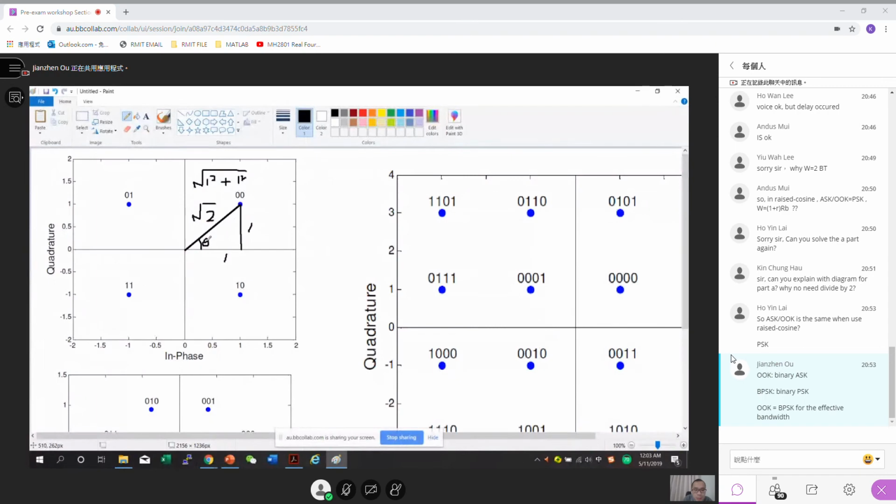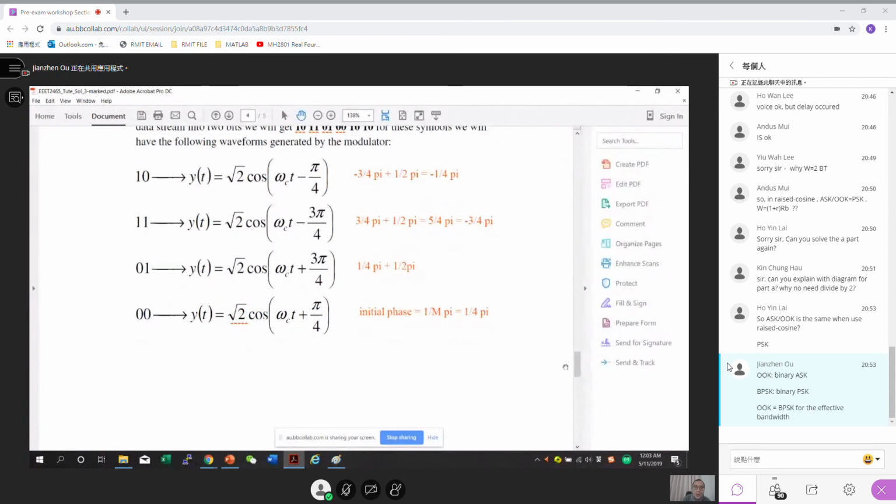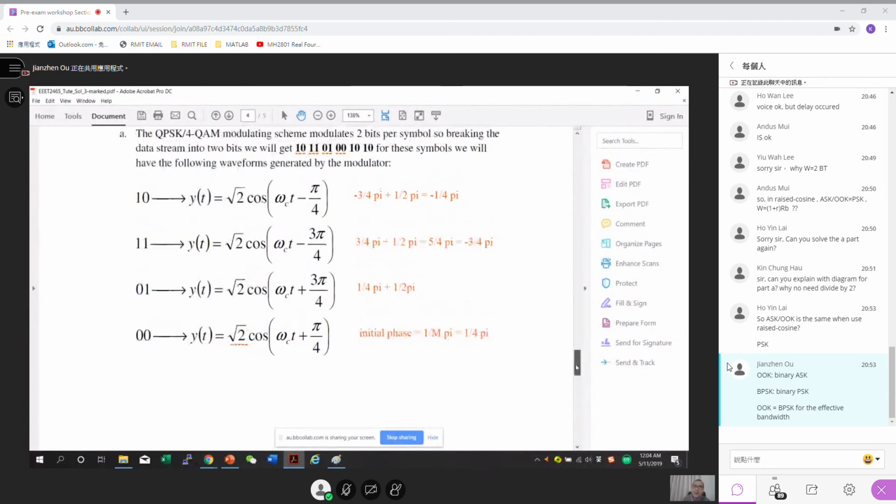So that's why this is the initial phase, because 0, 0 starts from the initial phase. So the theta here should be pi over m. So it's 1, 2, 3, 4. You get 4 levels. So initial 1 should be pi over 4. So which is pi over 4 here. So it seems like it's easy to understand, right? Based on the constellation diagram.